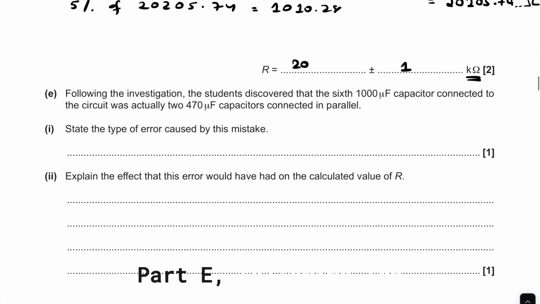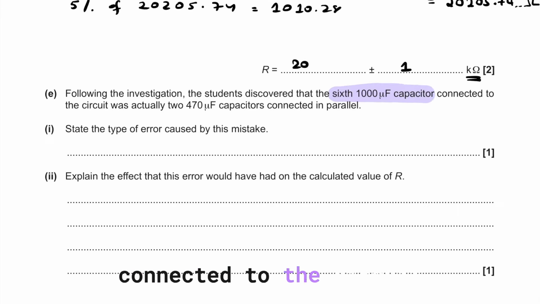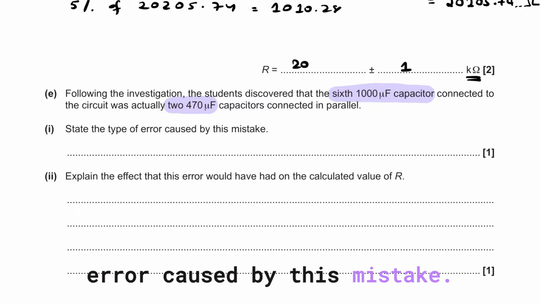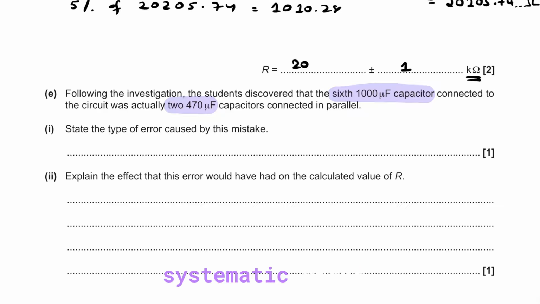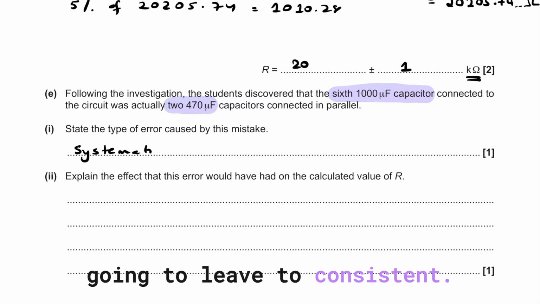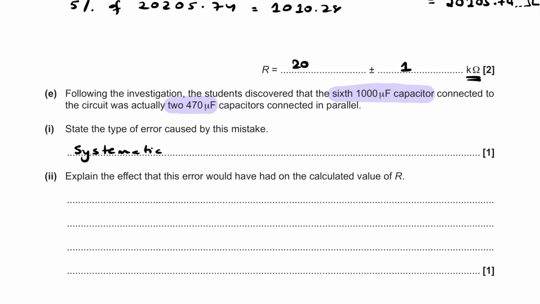Part E. Following the investigation, the student discovered that the sixth 1000 microfarad capacitor connected to the circuit was actually two of 470 microfarad capacitors connected in parallel. State the type of error caused by this mistake. Well, that will be systematic error. Systematic because it's going to lead to a consistent mistake, and it is coming from using the wrong equipment, using wrong capacitors.